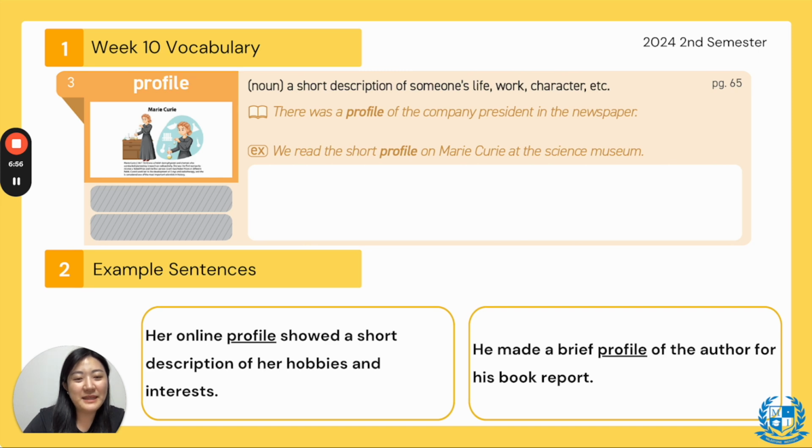Next, it says he made a brief profile of the author for his book report. Yes, when we write book reports, whether you've done it before or maybe you will do it later, part of it can also be about writing about the author. So who wrote the story for your book report?